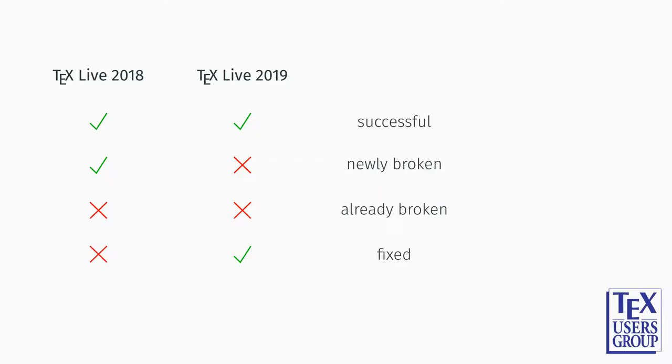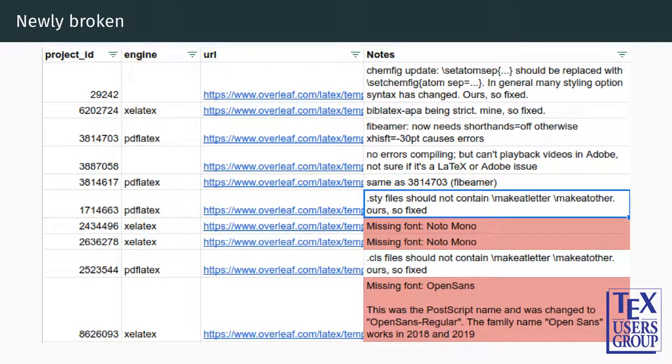Now, all these results are compiled in a spreadsheet, and it's time for our TeX experts, Yancey, Tom, Paul, and Dan, to have a look at the problematic templates to figure out what's going on. Of course, they are mostly interested in the newly broken templates. The problems they find are sometimes bugs in TeX packages that we can report or for which we can find workarounds. Sometimes they are due to backwards incompatible changes in a package.